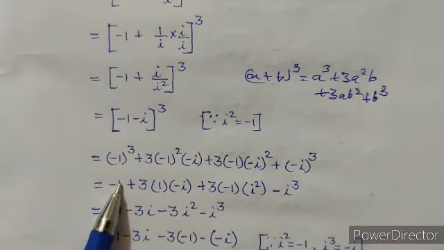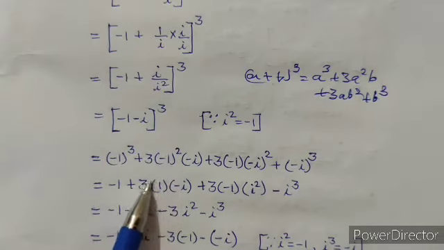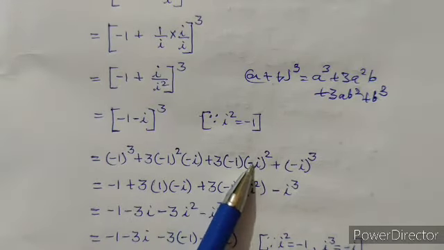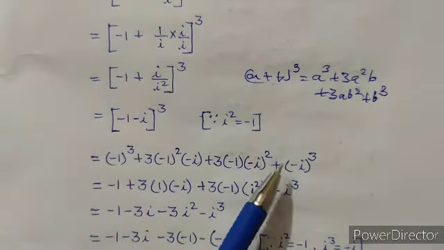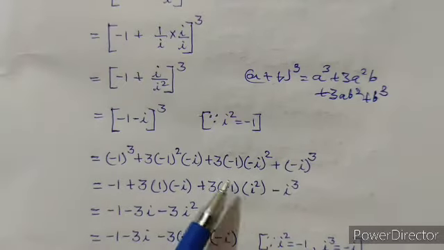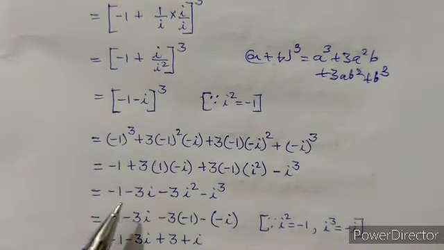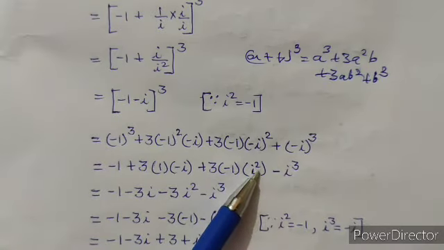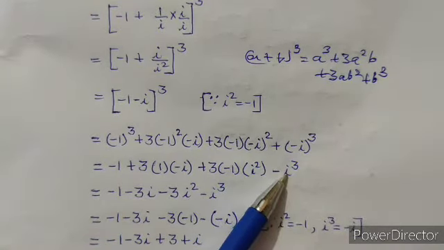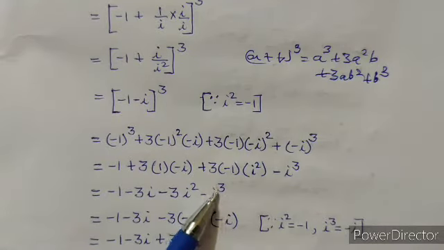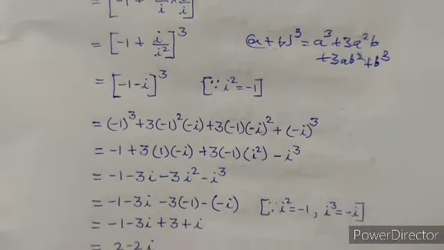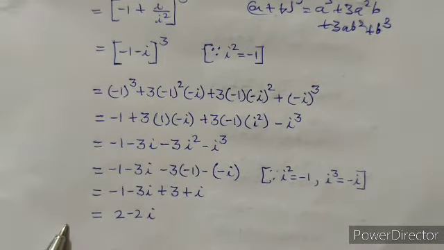Now minus 1 cube will be equal to minus 1. Now minus 1 square will be equal to 1, and this minus i square can be written as i square, and minus i cube will be equal to minus i cube. Now here, as we know, i square is equal to minus 1 and i cube will be equal to minus i. So this will be equal to minus 1 minus 3i minus 3 into minus 1 minus, and i cube is equal to minus i, and that will give us the value as 2 minus 2i.